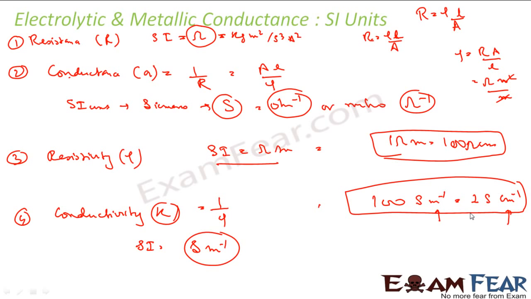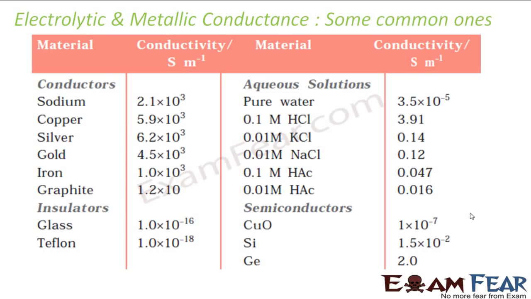So that is all about the 4 different terms we have seen: resistance, conductance, resistivity, conductivity, and the SI units for these terms, because these are essential to solve numericals. These are the common ones. If you see the conductors, sodium, copper, silver, gold, this is the conductivity. If you talk about the insulator, conductivity is pretty less. If you talk about the aqueous solution, conductivity is there, but if you see the units, this is 10 to the power 3. This is nothing, right? So compare these two, they have very, very high conductivity.